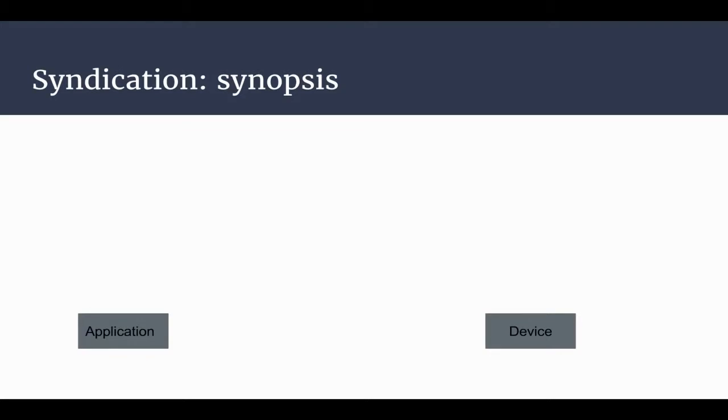On the syndication side, I'll give a brief synopsis of this. So imagine a case where you have an application and you have a device on the right-hand side, and they're wanting to communicate. Both of them have access to an agent. In the case of an IoT device, this agent process may be embedded in the device. It may be external and communicated with over a secure link.